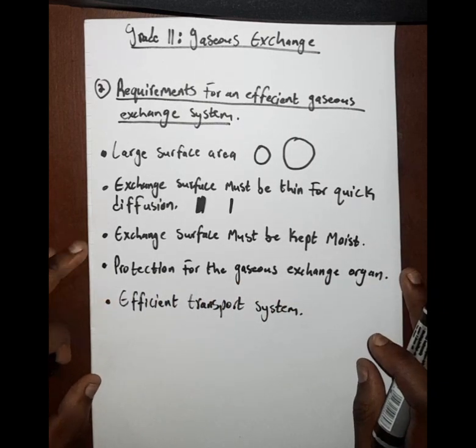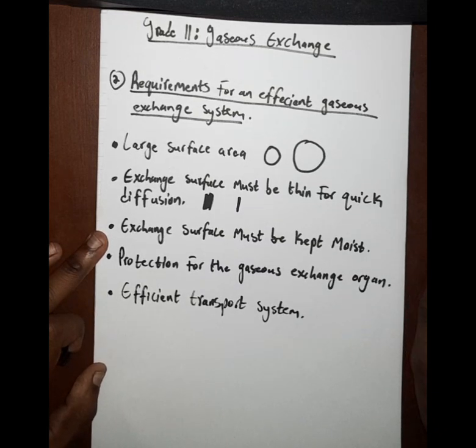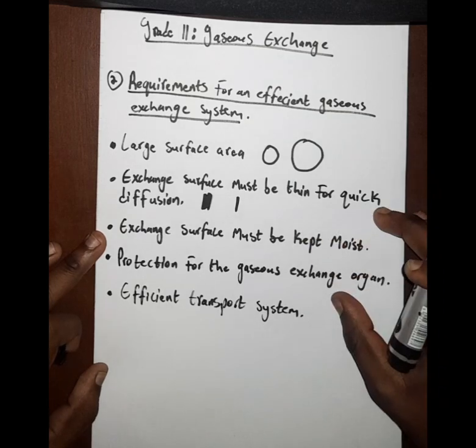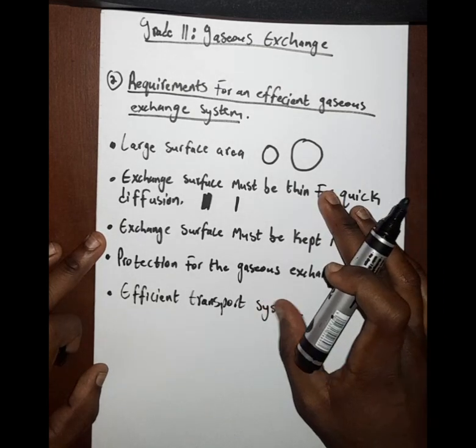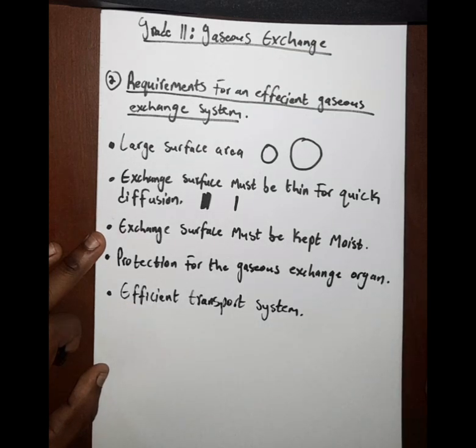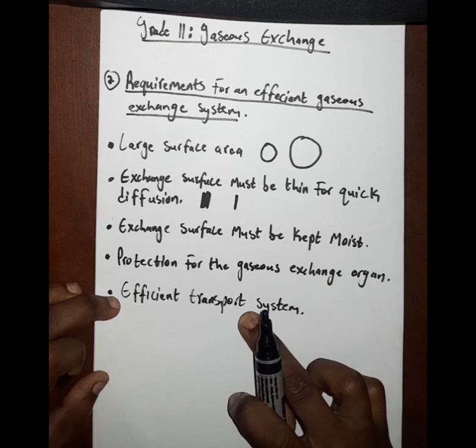Now remember, the gaseous exchange organ here, mainly we're talking about the lungs. And a lung is a very delicate structure, therefore it needs to be protected. That's why we have the thoracic cavity, which contains the rib cage, the sternum, and also the vertebral column, protecting the lungs. Now we also need an efficient transport system.